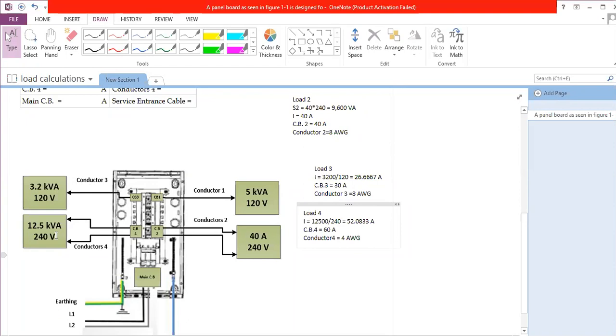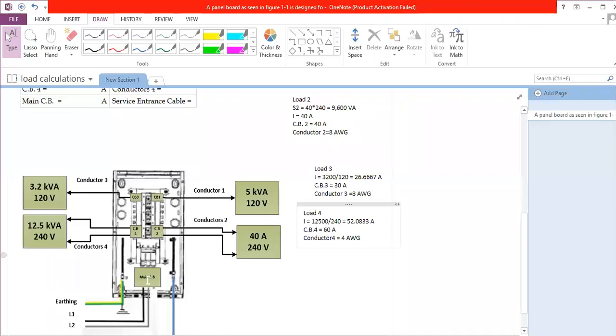So what we have done basically is we went to the load, and from the load we figured out the total volt ampere power, right? From the volt ampere, we divided the volt ampere over the voltage. We figured out the load current. From the load current, we selected the circuit breaker. And from the circuit breaker and using the National Electric Code table, we selected the conductor size. So in this way, we finished the branch circuits.